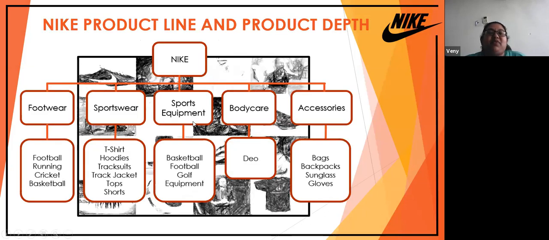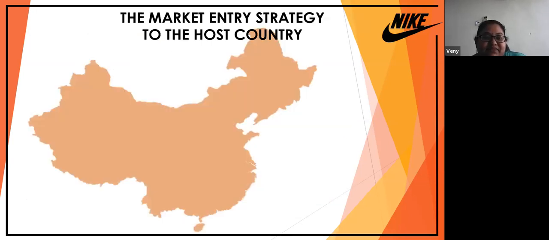Okay, this is the Nike product line and product depth. Nike footwear: football, running, cricket, basketball. Sportswear: t-shirts, hoodies, tracksuits, track jackets, tops and shorts. Sports equipment: basketball, football, golf and other equipment. Body care, and accessories: bags, backpacks, sunglasses and gloves.